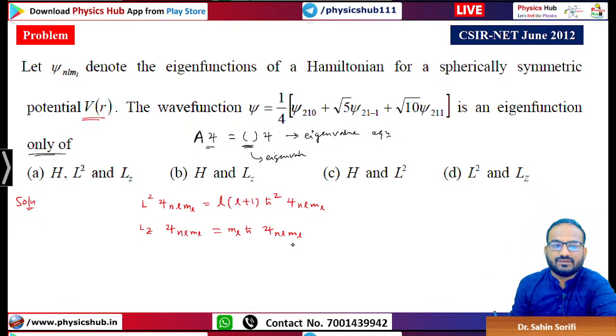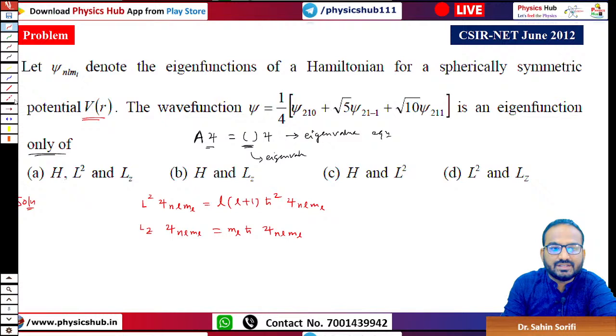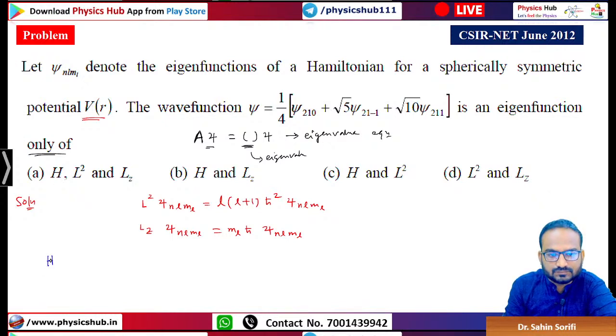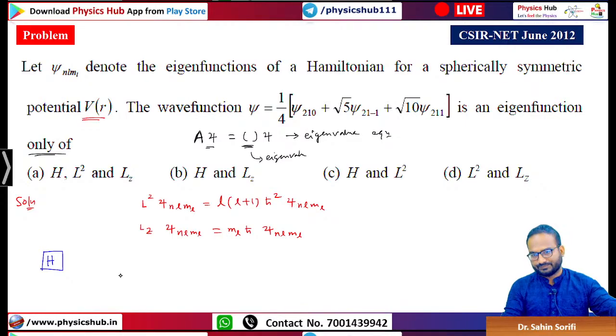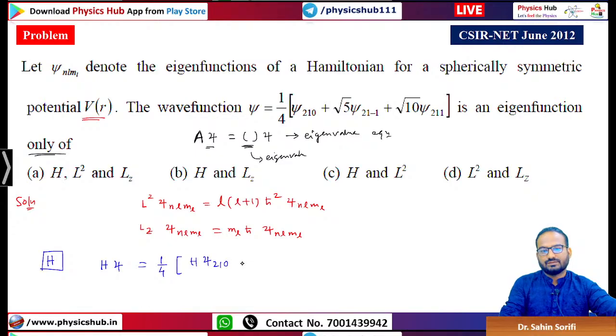Now let's check for H. We are checking for H. So what do we have to find out? H psi equals E psi. This is very well known. We know the Schrodinger equation. Let's check whether it is valid or not. H psi. So if you apply H on everything, so 1 by 4 H will be applied on psi 210 plus square root of 5 psi 2 1 minus 1 plus square root of 10 psi 2 1 1.